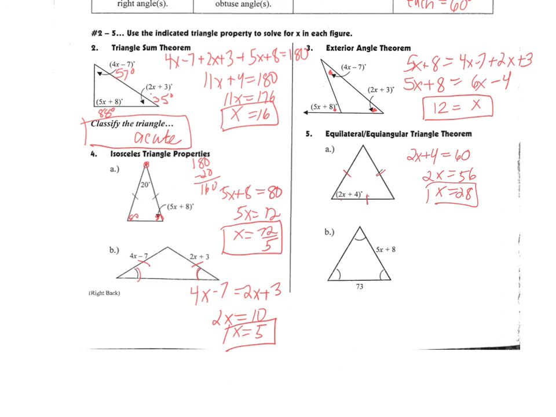If we look at B, it is equiangular, and so therefore we know that it's going to be equilateral. So we know that these sides are going to have to be congruent. And so I'm going to take that 5x plus 8 and set it equal to 73. If I solve this, then I'm going to get that x is equal to 13.